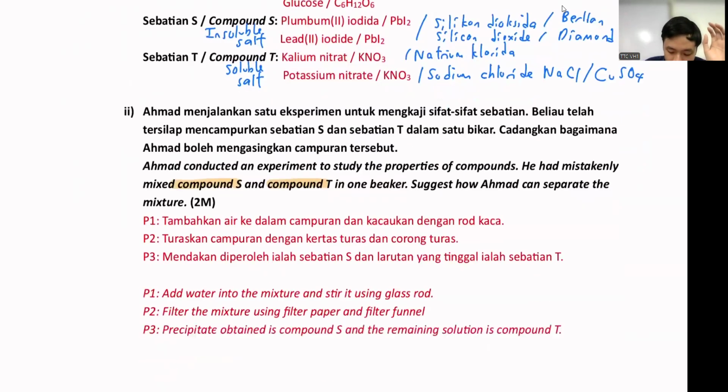So in this case, you add water into the mixture and you stir using a glass rod. Then you filter the mixture using a filter pump and filter funnel. Then the precipitate is S. Then the remaining solution is compound T.